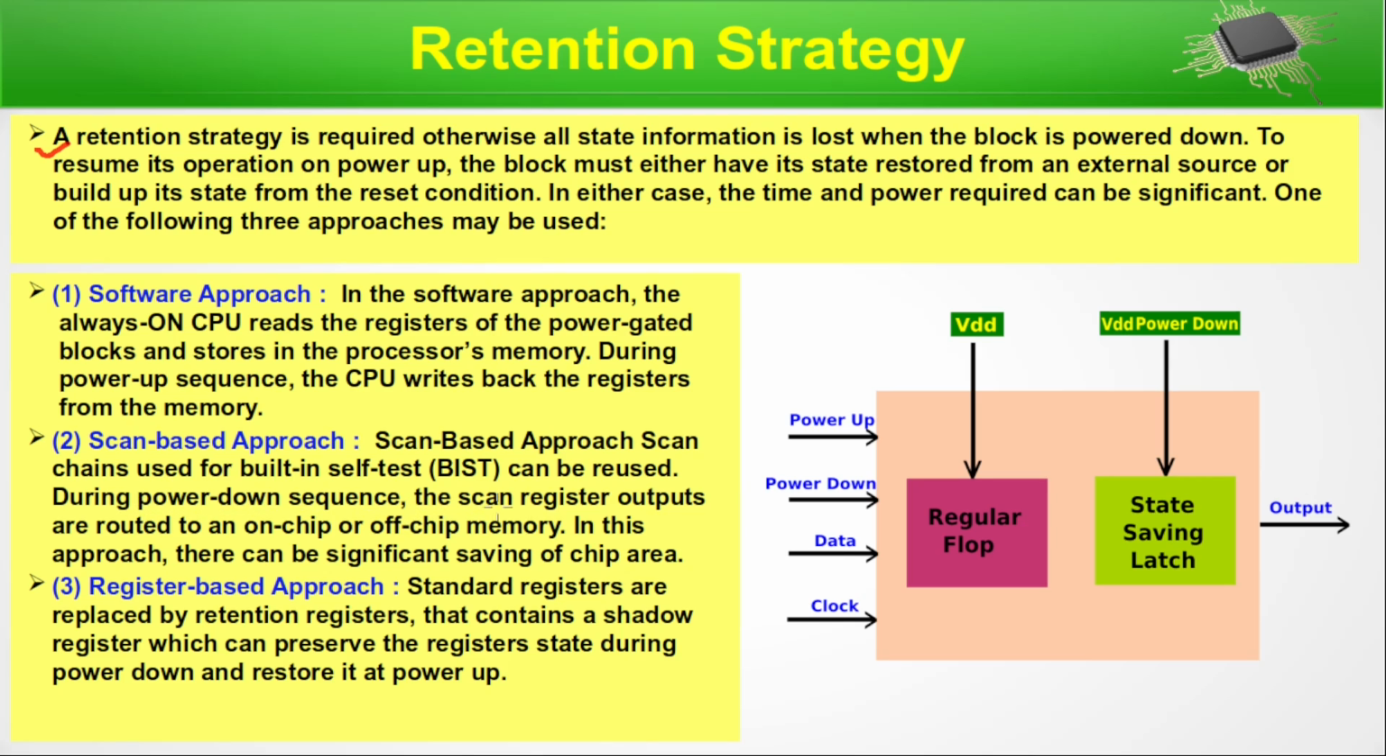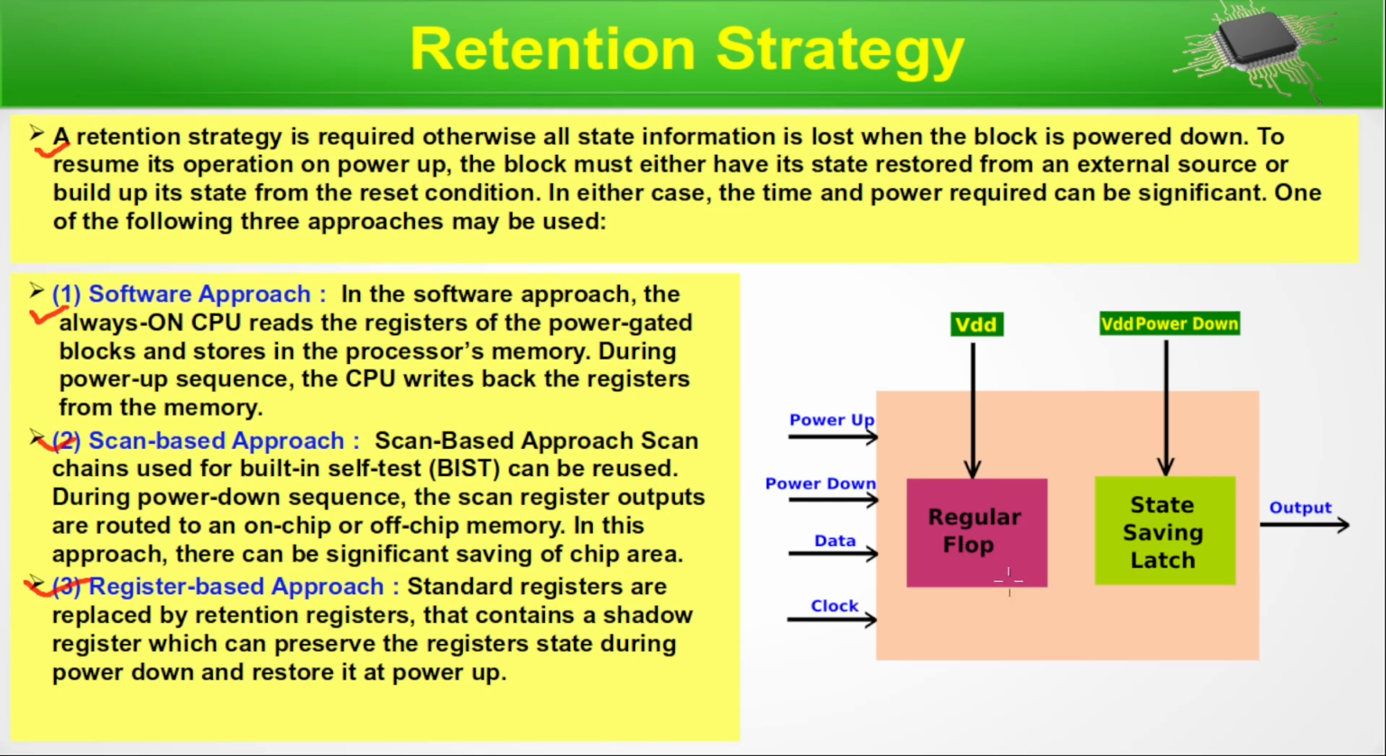During power down sequence, the scan register outputs are routed to an on-chip or off-chip memory. In this approach, there can be significant saving of chip area. And third is register-based approach. Standard registers are replaced by retention registers that contain a shadow register which can preserve the register state during power down and restore it at power up. These are three methods of retention.